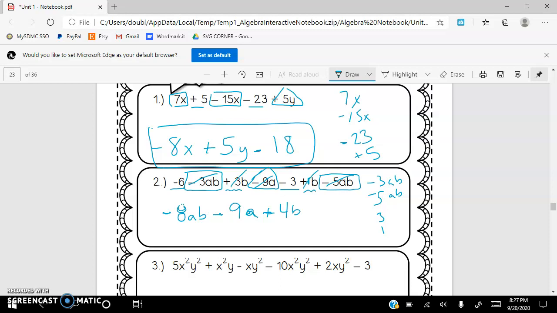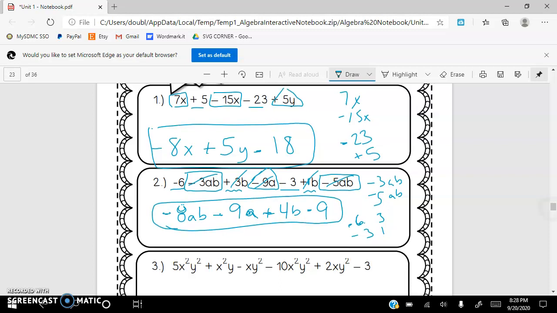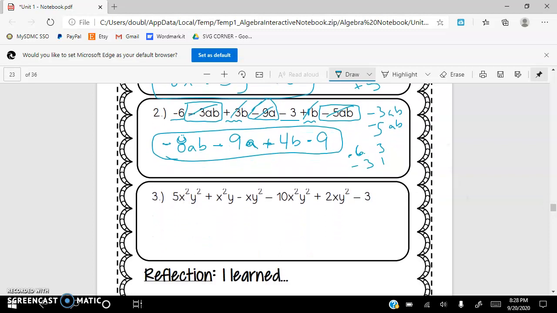And then last but not least, we have a -6 and a -3. So we're adding them up. Both are negative, so we're going to keep the sign. And 6 plus 3 is 9. This is our answer for this one. Again, we're just combining things that look alike. When I say combine, I mean add or subtract.